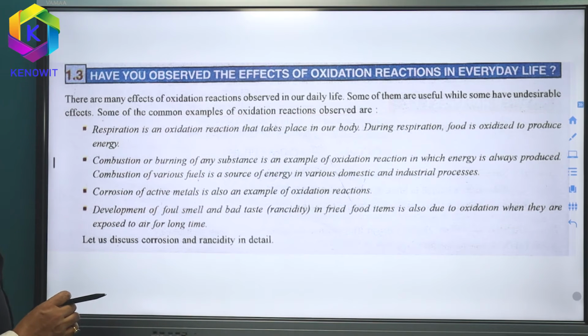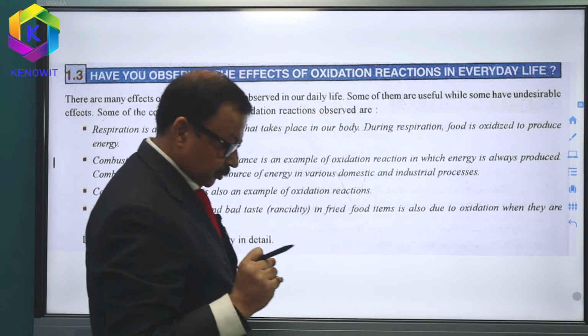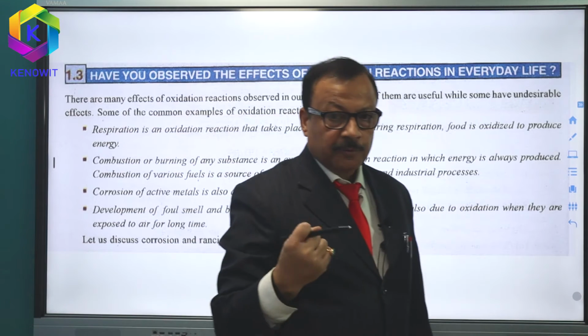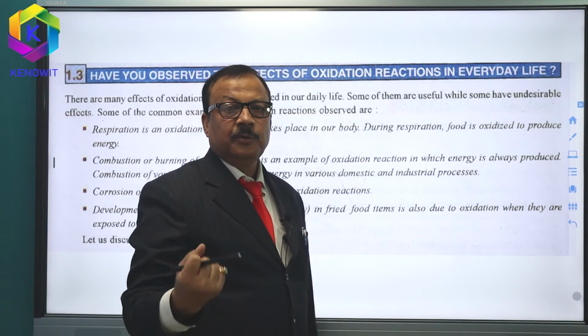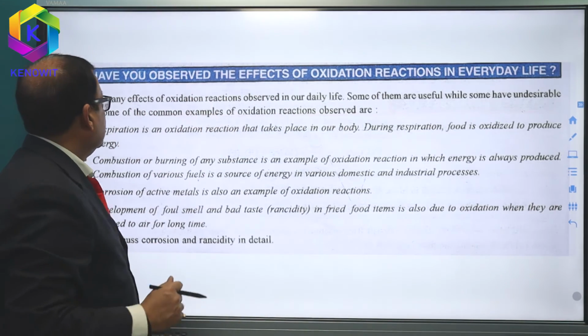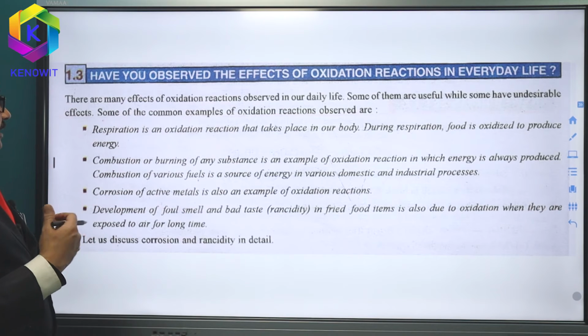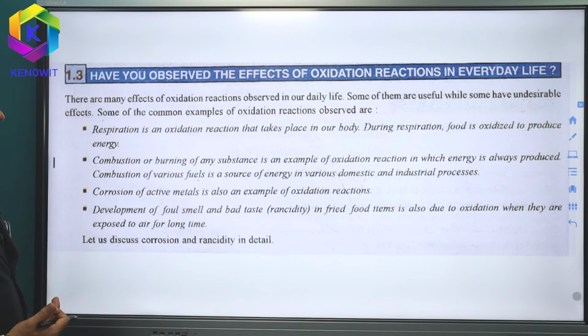Then, have you observed the effect of oxidation and reduction in everyday life? This is again a very important question. What is the role of oxidation and reduction in our day-to-day life? So respiration is an oxidation reaction. Combustion, the burning of a substance, is an example of oxidation. Corrosion of an active metal is also an example of oxidation.